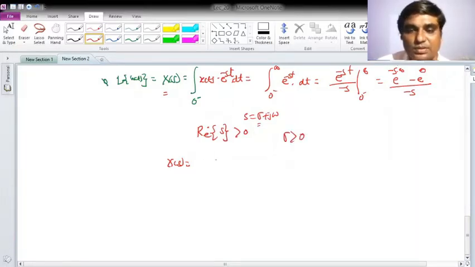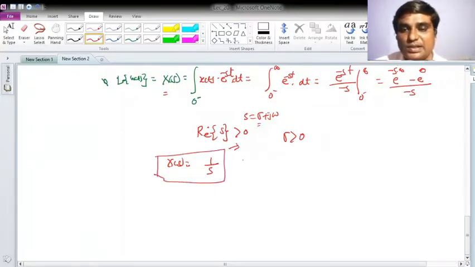Okay, so now it will be 1 over s. And what is the condition? This is the condition, and this condition is called ROC, region of convergence. And how can we draw that region of convergence?